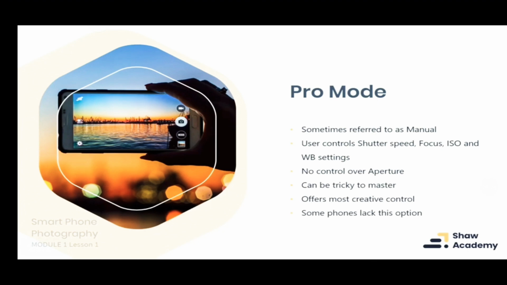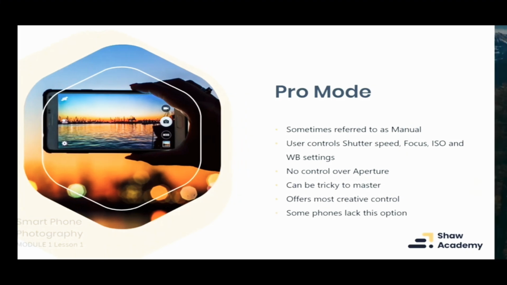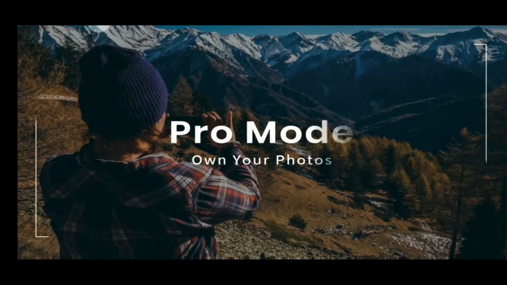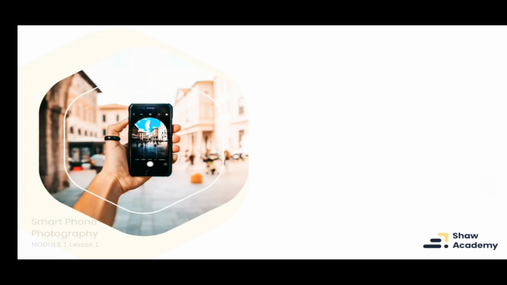Now, as I mentioned, some phones will lack this option, so always be sure to check what modes are available to you. And as I said, this will give you creative control. It'll allow you to own your photography that little bit more, so that you can take a photograph and have a sense of pride in saying, well, I decided what shutter speed to use there. I decided what ISO setting to use there to get a particular look and to make a photograph more unique to you, and eventually develop your own style.